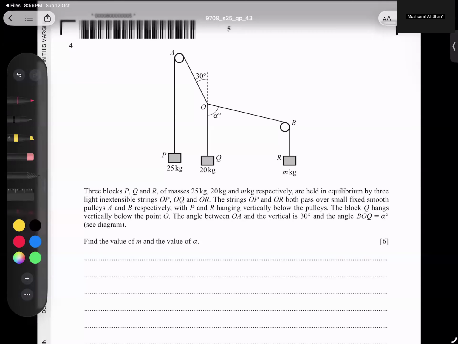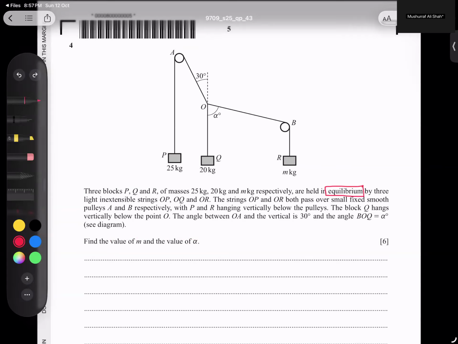Question number 4, we have 3 blocks P, Q, and R, with masses 25, 20, and M, held in equilibrium. So the equilibrium point is very clear. Further, there are not many important sentences. We have everything given in the diagram. So mass M is unknown and alpha is unknown.